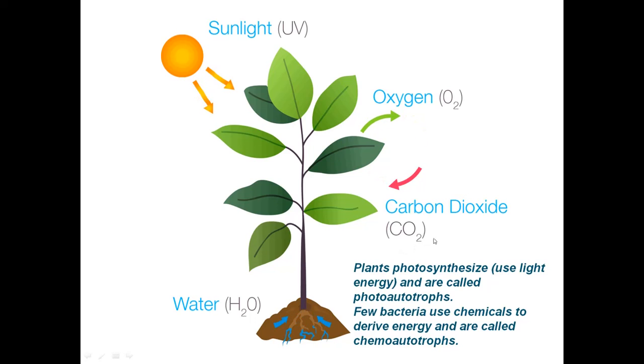So, plants photosynthesize using light energy and therefore they are termed photoautotrophs. A few bacteria use chemicals to derive energy and they are termed chemoautotrophs.